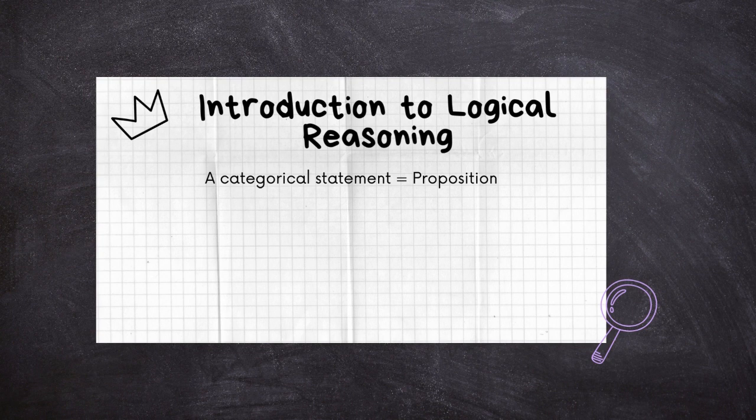Moving on, let us try and understand certain terms which are used in logical reasoning. So, first of all, a categorical statement is known as a proposition in the language of logical reasoning. But what is a categorical statement? The dictionary meaning of categorical is absolute or without exception. Therefore, in the context of logical reasoning, a categorical statement is a statement which is assumed to be true for the purpose of a particular problem. In mathematical or scientific language, a categorical statement is also known as a postulate.